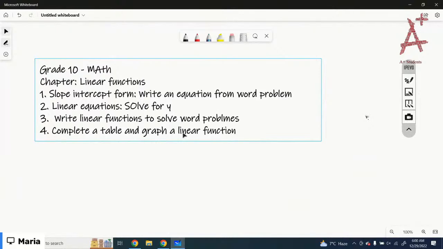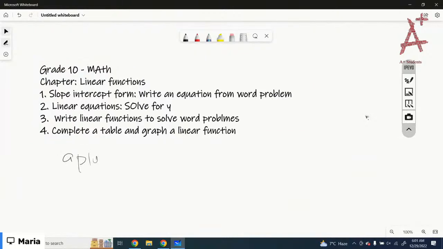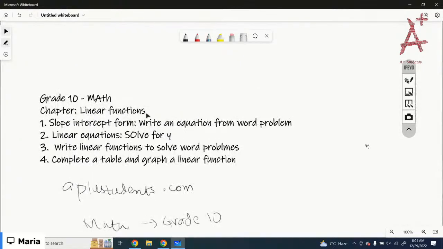So we're going to start with grade 10 maths. You can find all the lessons on aplusstudents.com. You have to log in there using your email address and password as provided by the administrator. Then you have to select math from the subject tab. Scroll down to grade 10 maths. There you can find a list of the chapters.